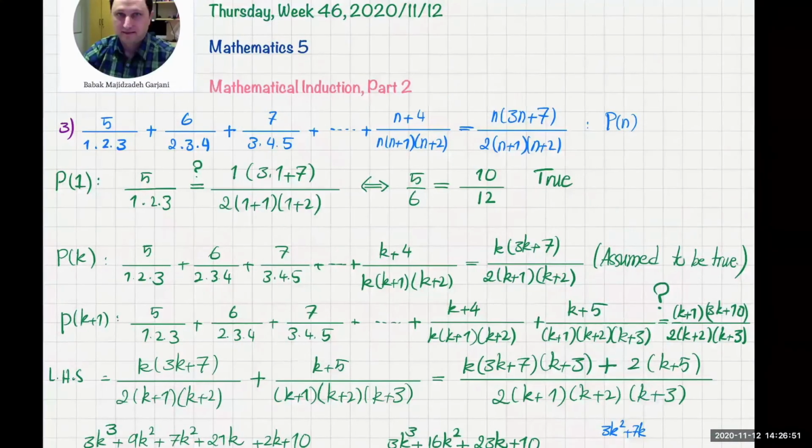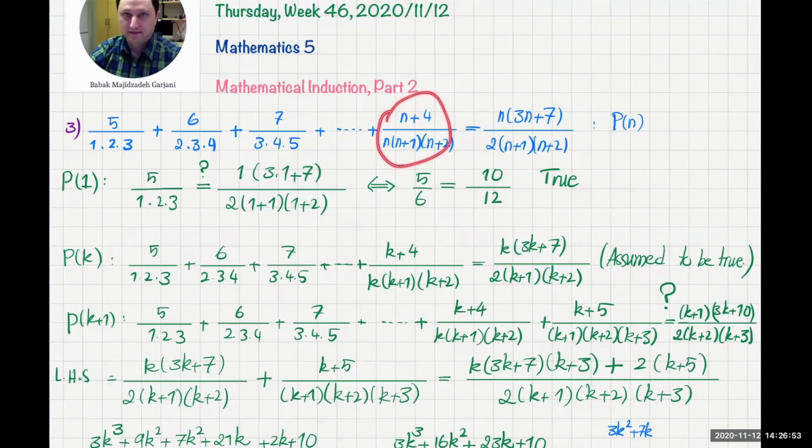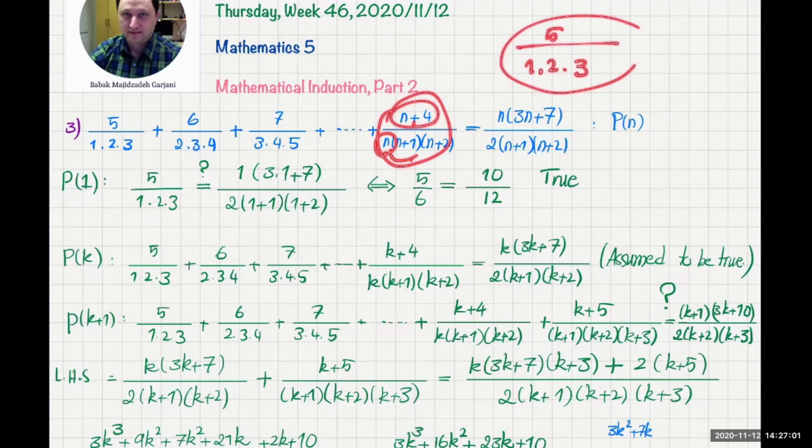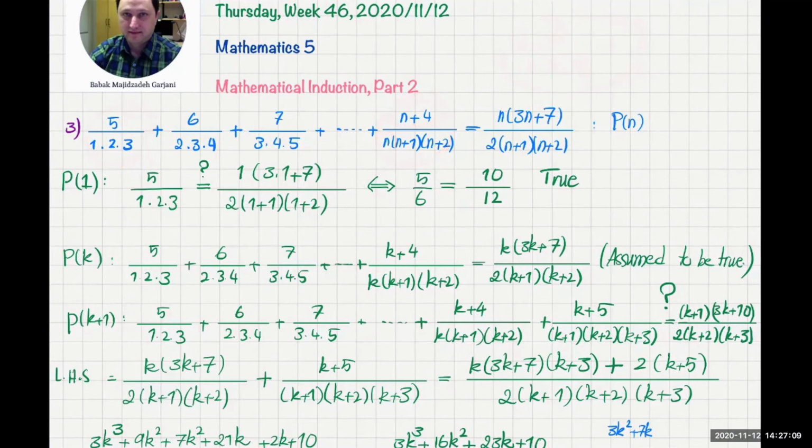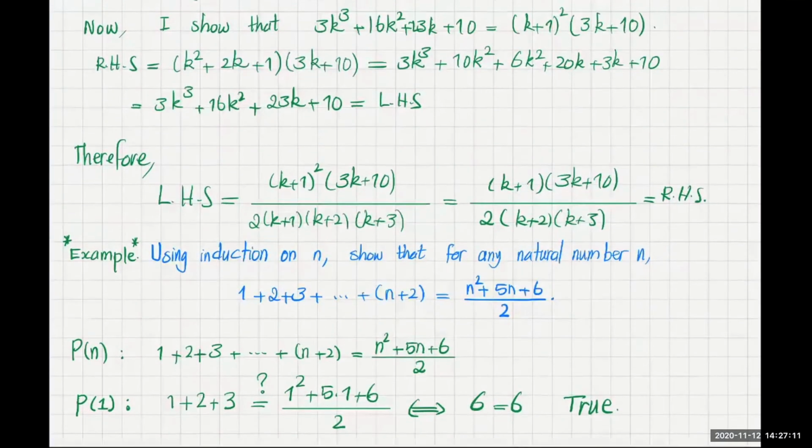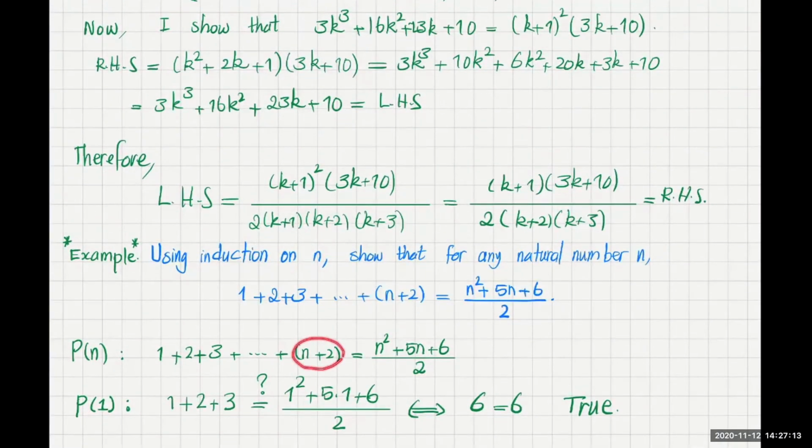For example, here, if I take n equal to 1, what will happen? This becomes 5, this becomes 1, the next one becomes 2, the next one becomes 3. And if you look, this is exactly the first term. So P1 only includes one term from the left-hand side. But now look here. If I put n equal to 1, what happens?